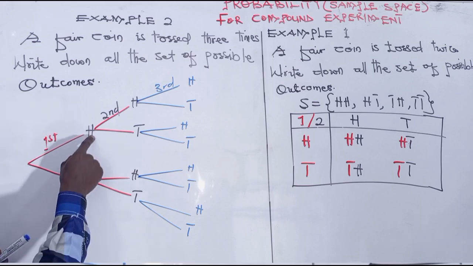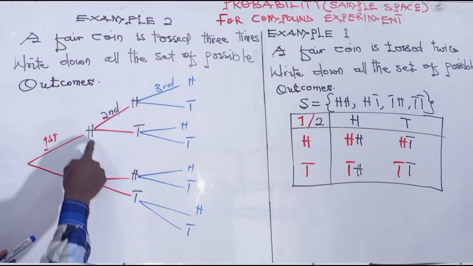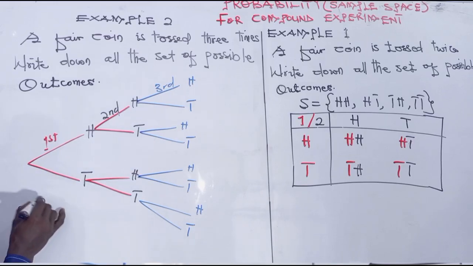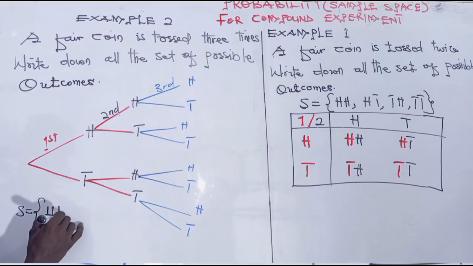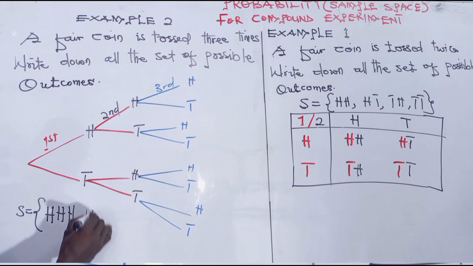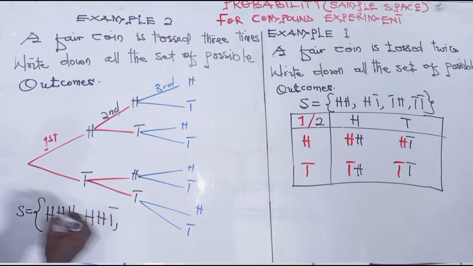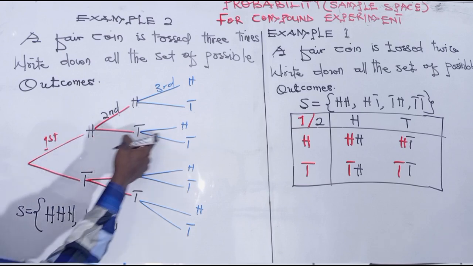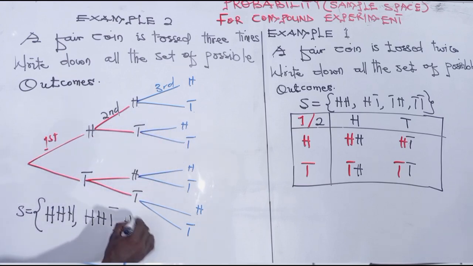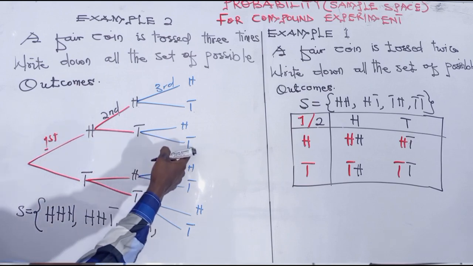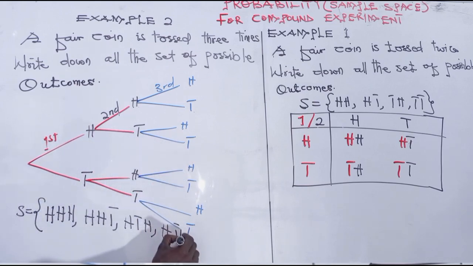So we have head, head, head. You move up, head, head, tail. So let me write it down. So we have the sample space: head, head, head, comma. Then move on to head, head, tail, comma. Then move on to head, tail, head. Then move on to head, tail, tail. So we have head, tail, tail.